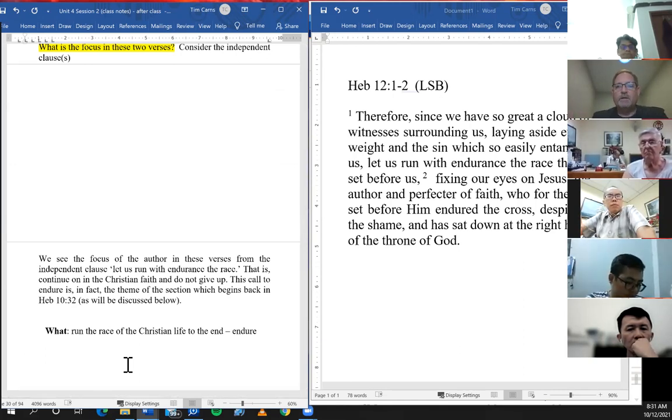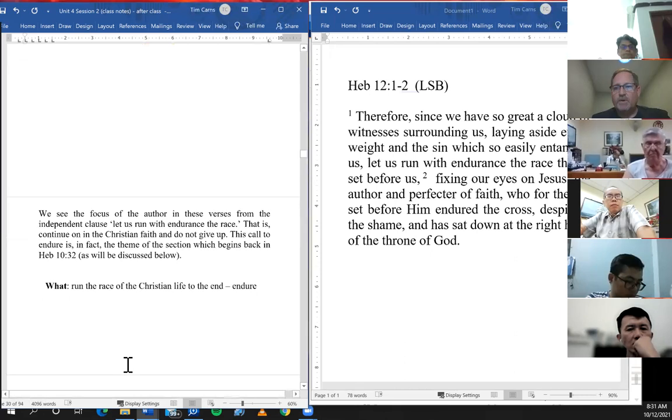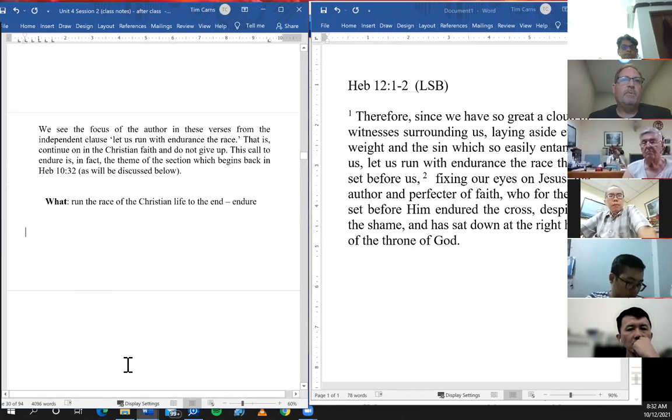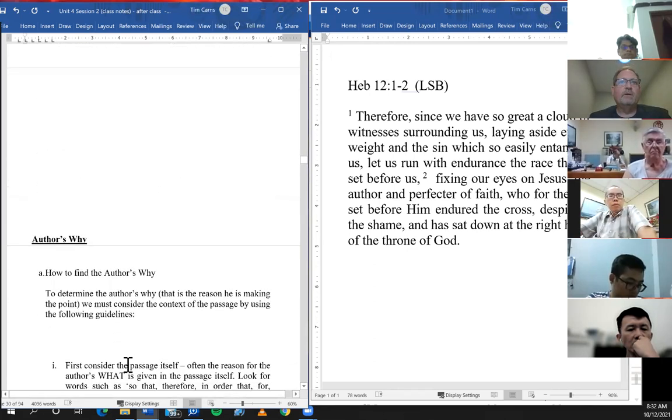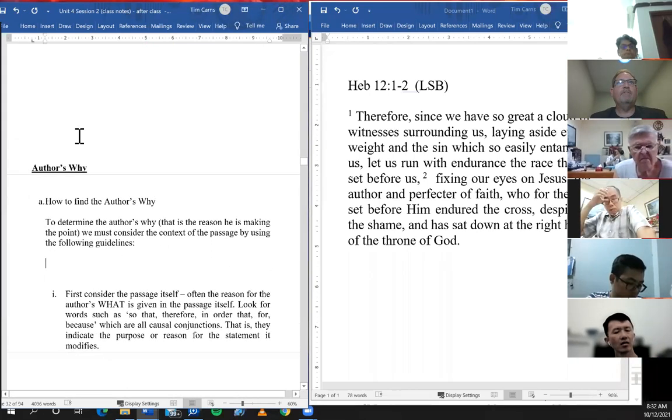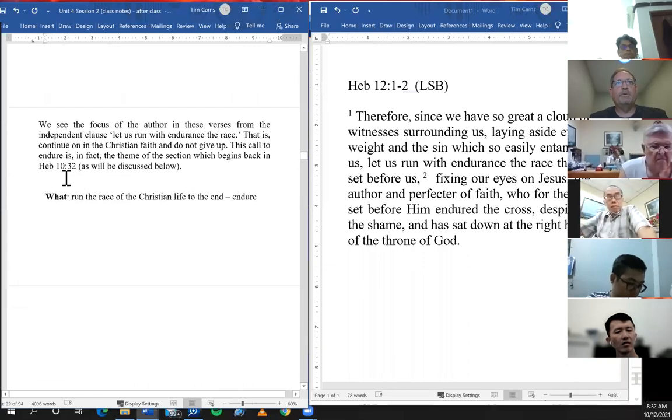What is it in the book, or what is it in the context here, that is the reason for the author's main point? And let me just tell you how we find that, and then we'll finish for tonight. So we have the author's what. I think that's pretty straightforward.